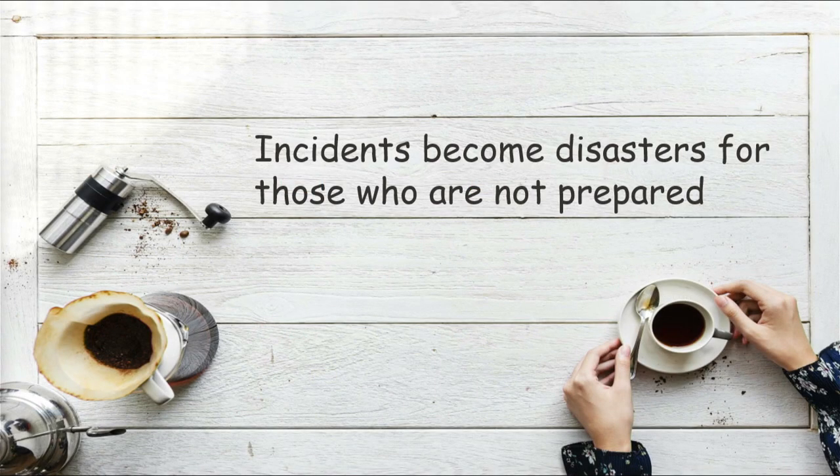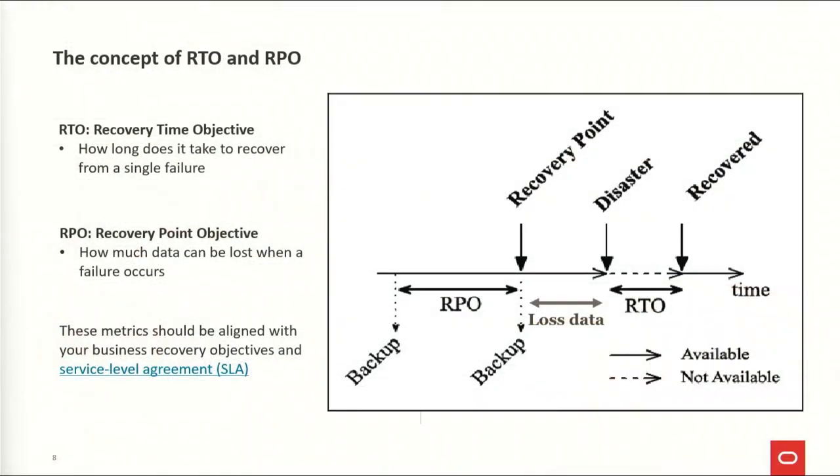Incidents can happen many times, but incidents can become a disaster if you are not prepared. Preparation is very important. That's why business and IT need to be aligned, with IT providing the system that can meet the service level agreement as required by the business.